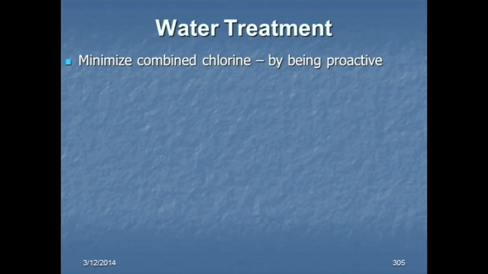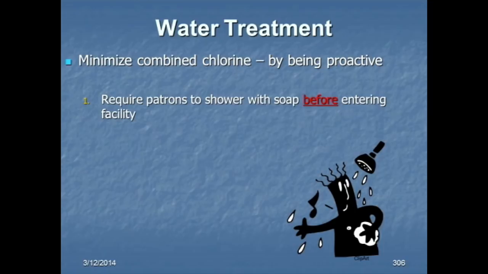So what do we need to do to minimize the amount of combined chlorine that's going to be in our swimming pool in the first place? Be proactive. Be proactive by preventing the stuff that causes combined chlorine to form is the first thing. All the way back to that very first slide in the healthy swimming section. Require those patrons to use soap and take a shower prior to entering your facility. Reduce that demand being placed on your disinfectant. You're going to have a much more effective environment where that chlorine is going to be able to do its job.